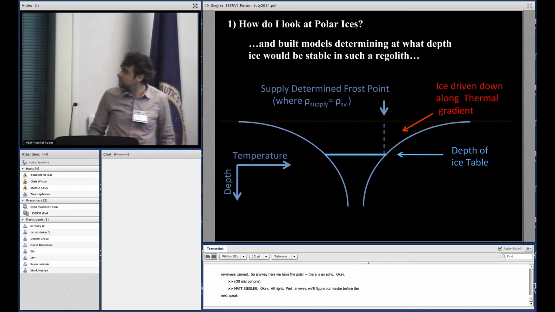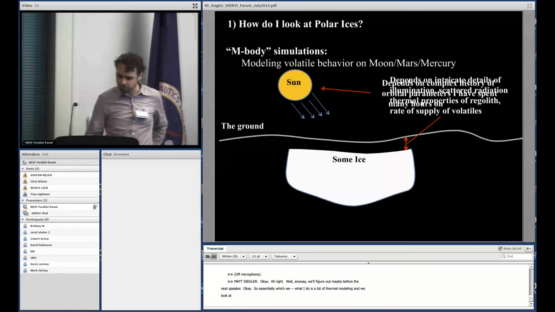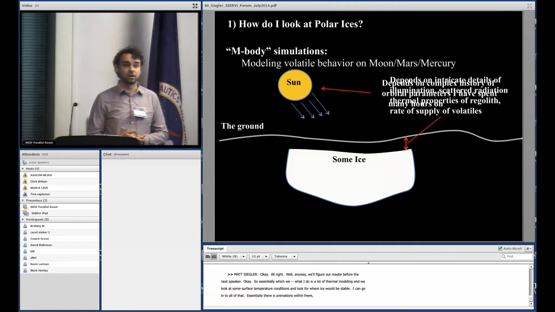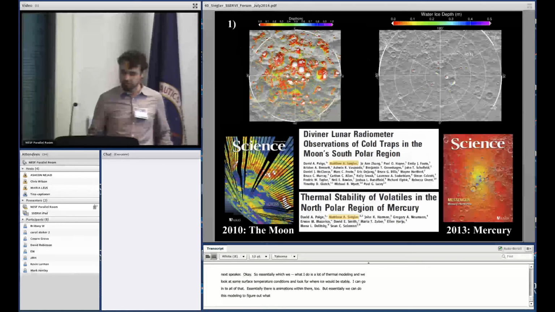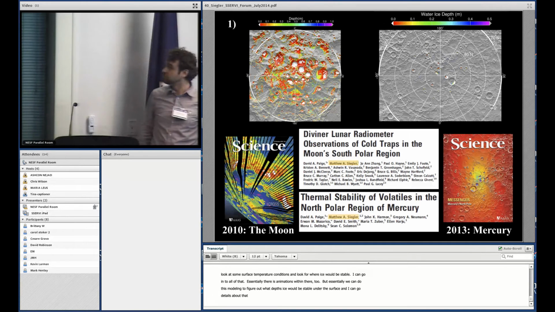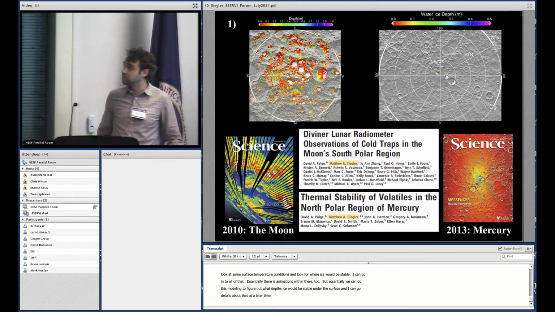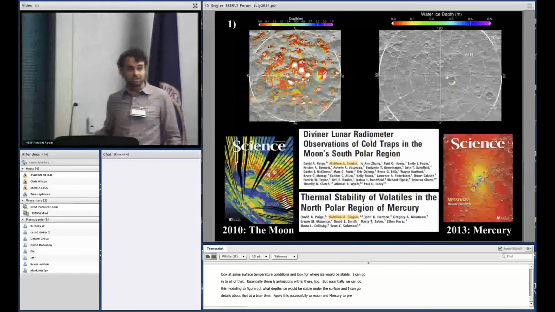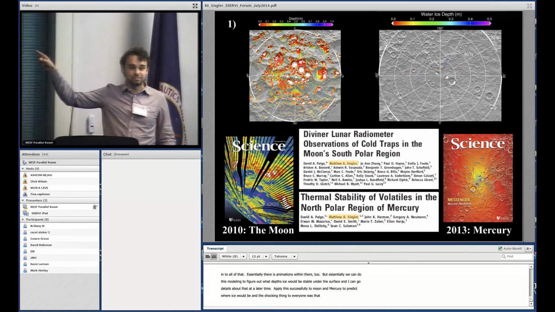Okay, so essentially what I do is a lot of thermal modeling. We look at some surface temperature conditions, look for where ice would be stable. I could go into all of that. But essentially, there's an animation that didn't go through. But essentially, we can do this modeling to figure out what depths ice will be stable under the surface. And I can go into details about that at a later time. We applied this successfully to the Moon and Mercury to predict where ice would be. And the shocking thing to everyone was that Mercury seems to fit the models.